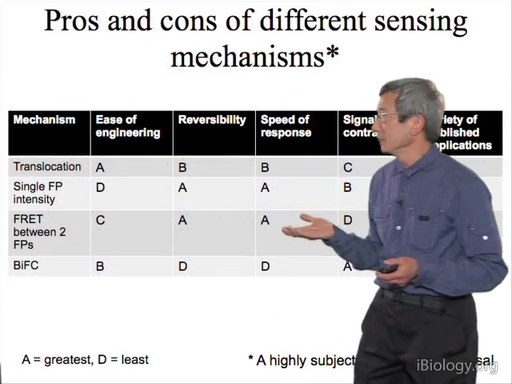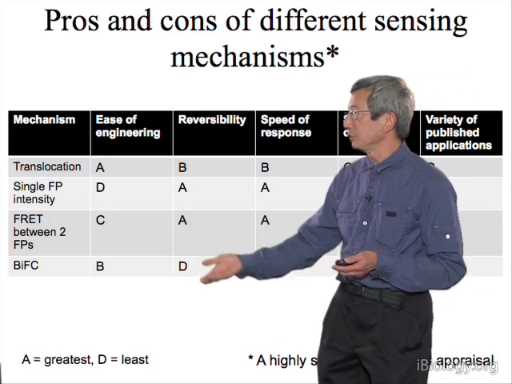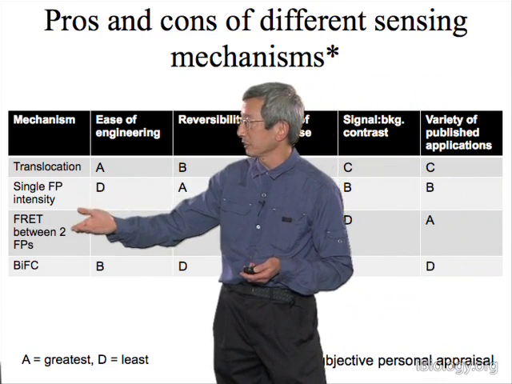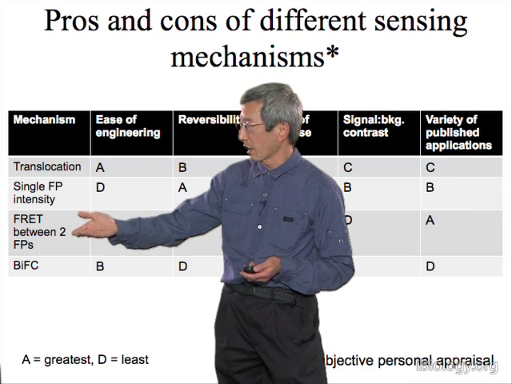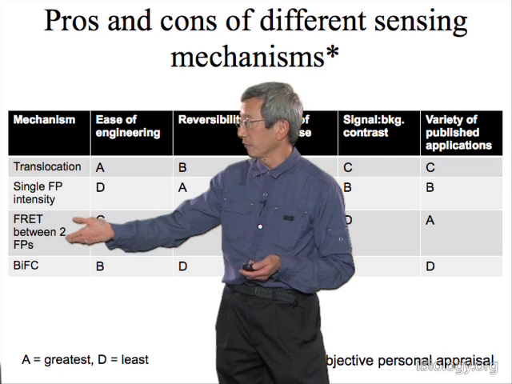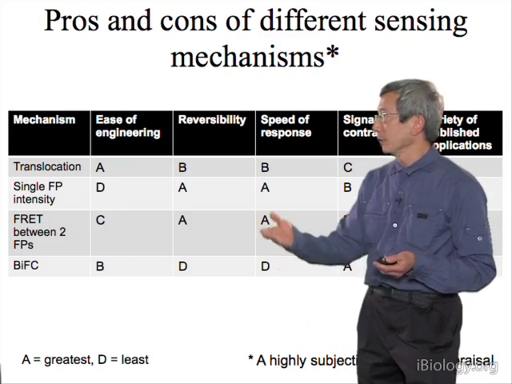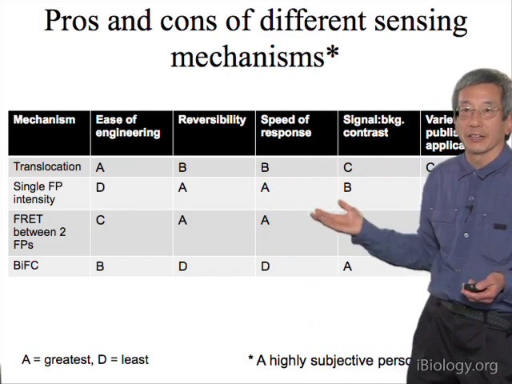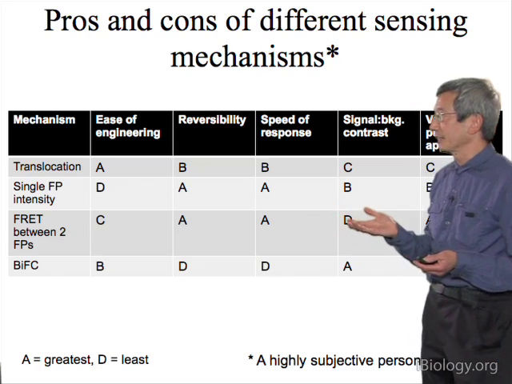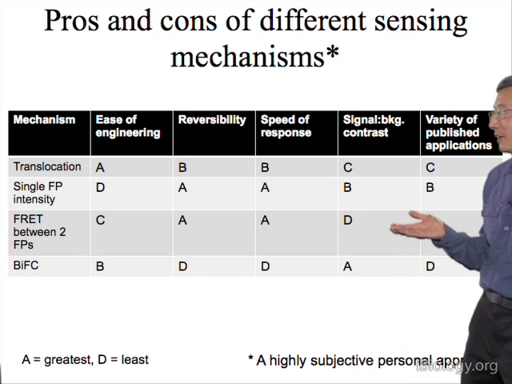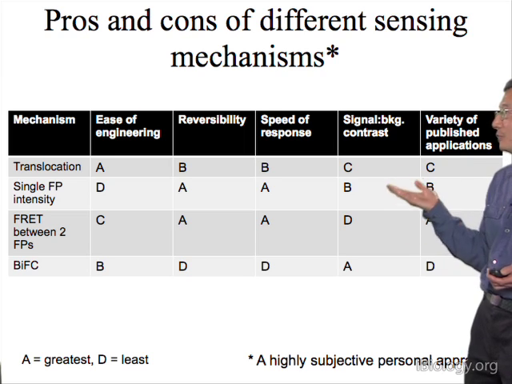I've thrown these four different sensing mechanisms at you: translocation, single fluorescence intensity, dual fluorescent protein FRET, and bimolecular fluorescence complementation. Without going through all of this, each one of them has its own set of advantages and disadvantages. Otherwise, we could throw one of them out if it was decisively bad in all sorts of ways.